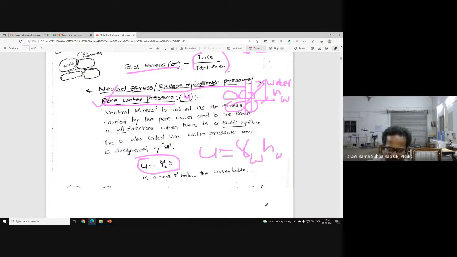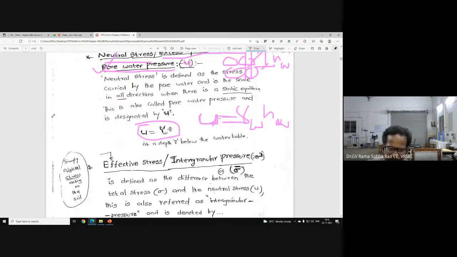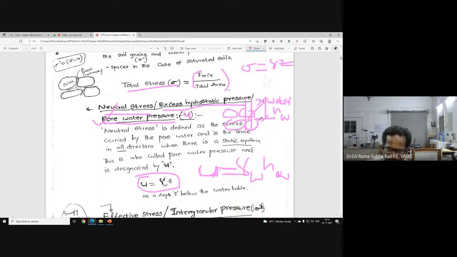Here you see, h_w is the height of the water. So pore water pressure, also called neutral pressure, is equal to gamma of water into height of the water. Now you see, many times once you remove the pore water pressure, the grains, solids, particles come in contact. The stress originally acting between the solid particles is the original stress. That is nothing but effective stress.